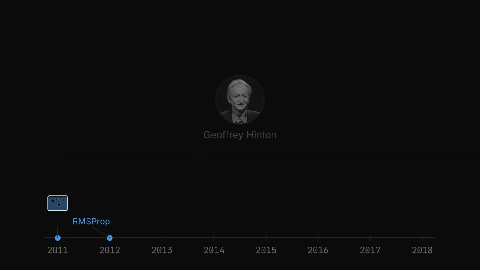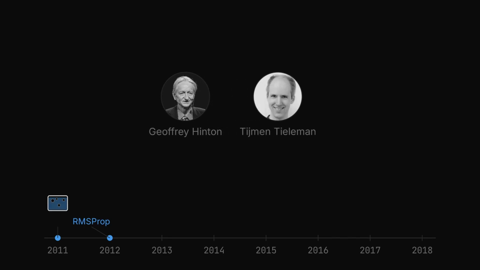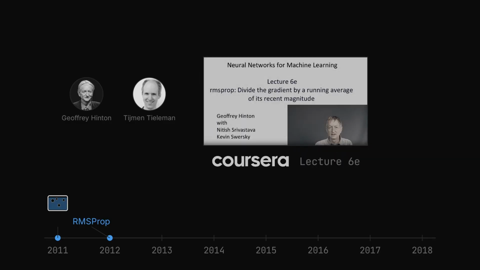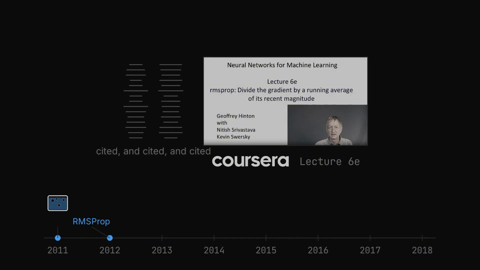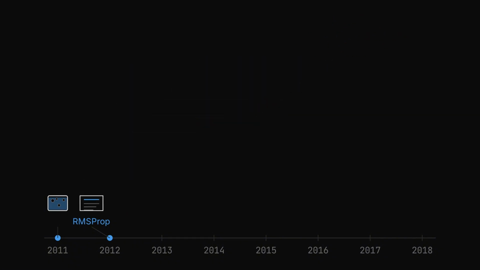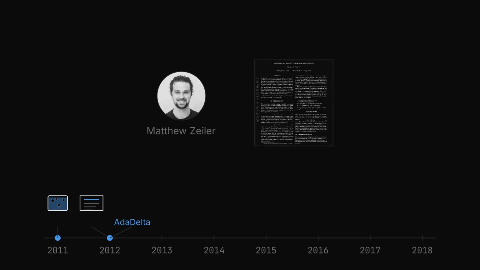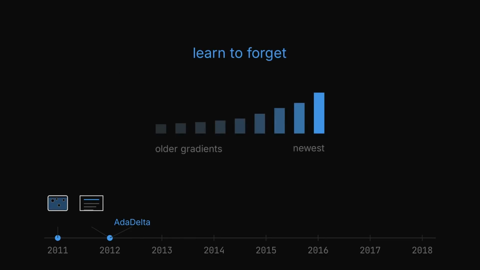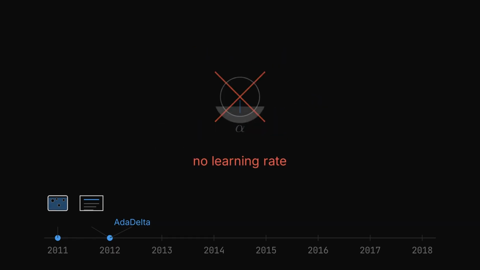Around 2012 came RMSProp from Geoffrey Hinton with Tijmen Tieleman. The dramatic detail: it was never published as a paper. It lives in Lecture 6e of Hinton's Coursera course, one of the most cited works in the field that isn't actually a paper. Also in 2012 came AdaDelta from Matthew Zeiler, discovered in parallel, with the same learn-to-forget instinct, and even bolder. It tries to remove the learning rate entirely.